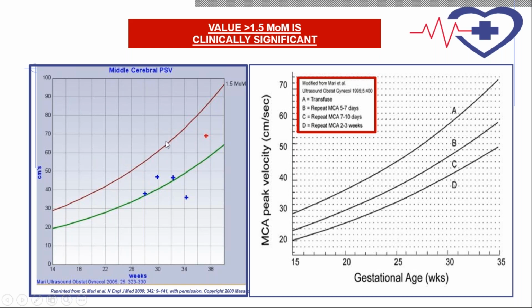When this MoM starts lying above 1.5, that is the time you have to intervene actively. It means the baby has severe anemia, and now we need to treat this baby. We can't leave the baby like this, otherwise in a few days it will develop hydrops, in another few days it will die in utero.